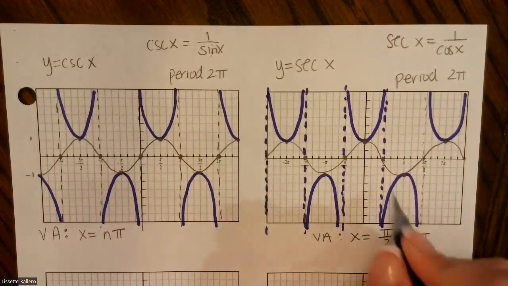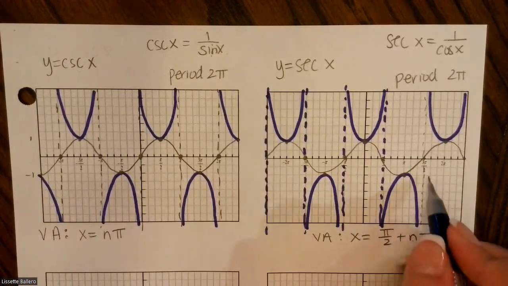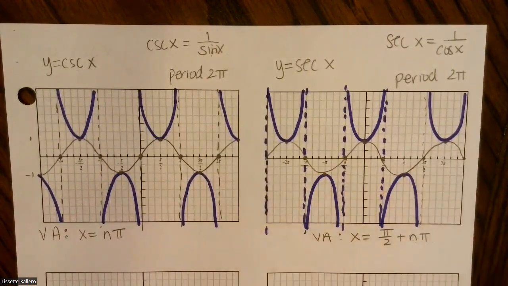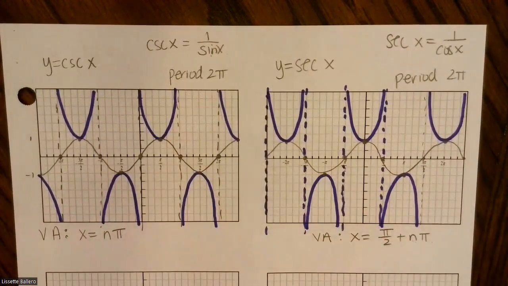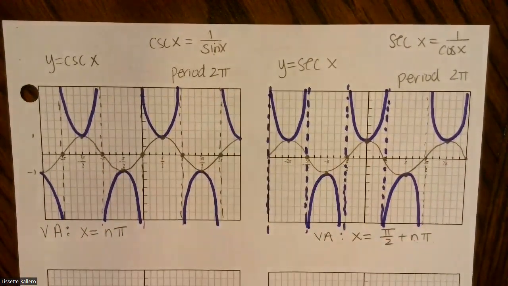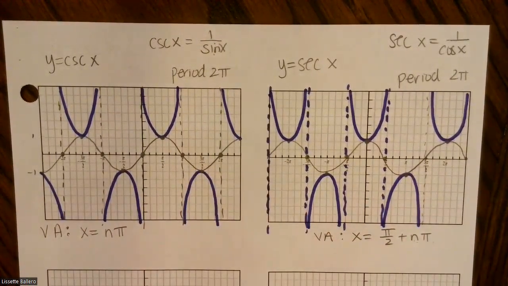If I put 0 here, that's going to give me my first one at pi over 2. If I put 1 over here, that's going to give me my next one at 3 pi over 2, and so on. If we did the negatives, then it would go this way, but that gives us every single asymptote. So here's our two newest parent functions. We've got the sine, we've got the cosine, now we've got cosecant and secant. Those are our two parent functions.